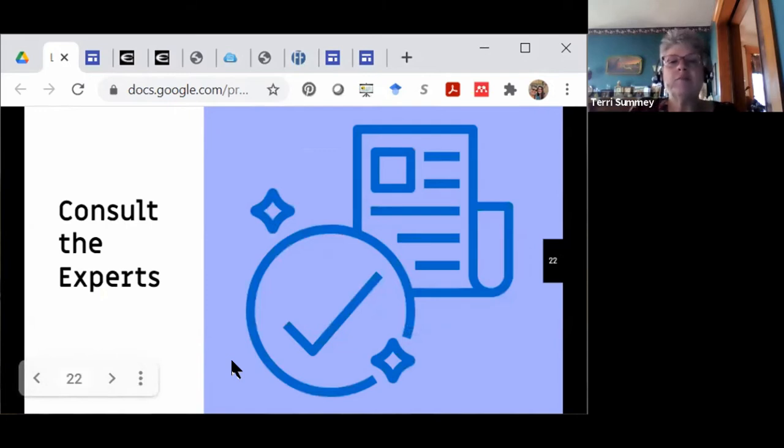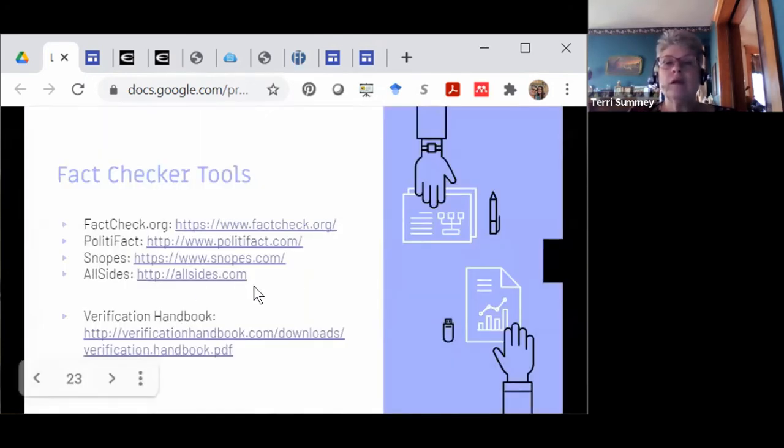Consult the experts. There are many fact-checking websites on the internet, and those are one of the first places that I will go. These could already expose a questionable article, or a lot of times you can submit your question or your issue or your claim and ask them to do an analysis on it to see, is it something that's true or not. So these are some fact checker tools that are available.